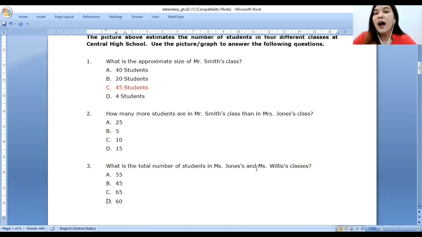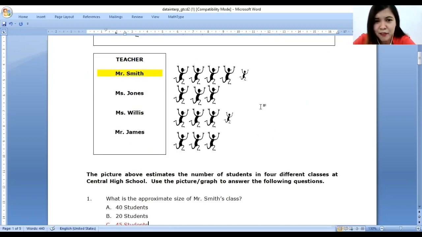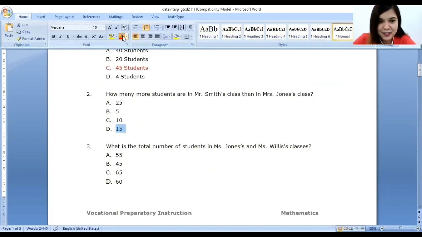Next, number 2. How many more students are in Mr. Smith's class than in Mrs. Jones' class? So, let's count. Very easy. Mr. Smith, 45. Miss Jones, 30. So, 45 minus 30 is 15. That's our answer, letter D.